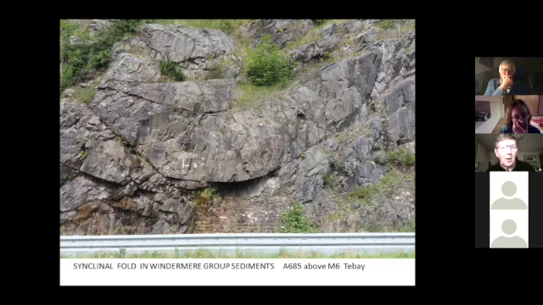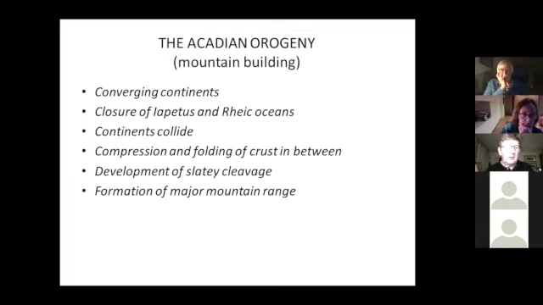Why is that relevant? Well, the folding of those rocks took place in a mountain building episode that we now call the Acadian orogeny. It's just a fancy name for a mountain building phase. The result of that has been two continents converging on each other, the closure of the intermediate oceans, the continents collide, and as a result there's this enormous crunch. The rocks in between get folded, and there is the development. That strong crushing stress produces the slaty cleavage, and we get the formation of what was a major mountain range.